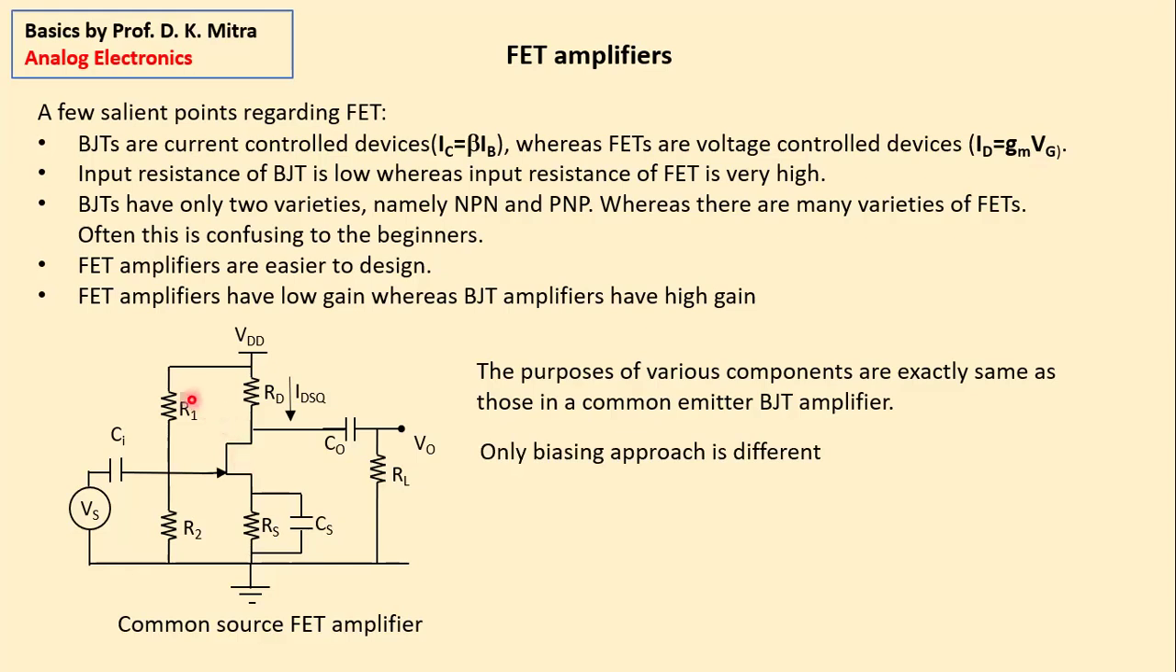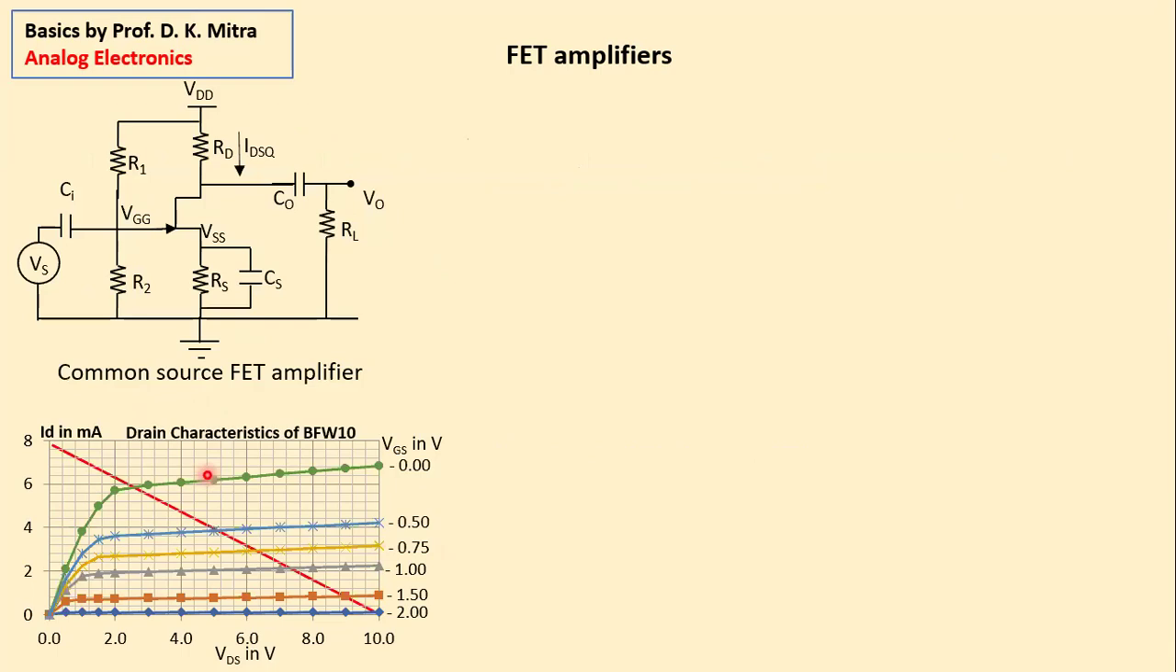Because the biasing technique in a FET is different. In BJT, current flows into this input circuit, but in FET, no current flows through this. Only a potential is created here. So the biasing technique has to be different. We shall see what is the difference.